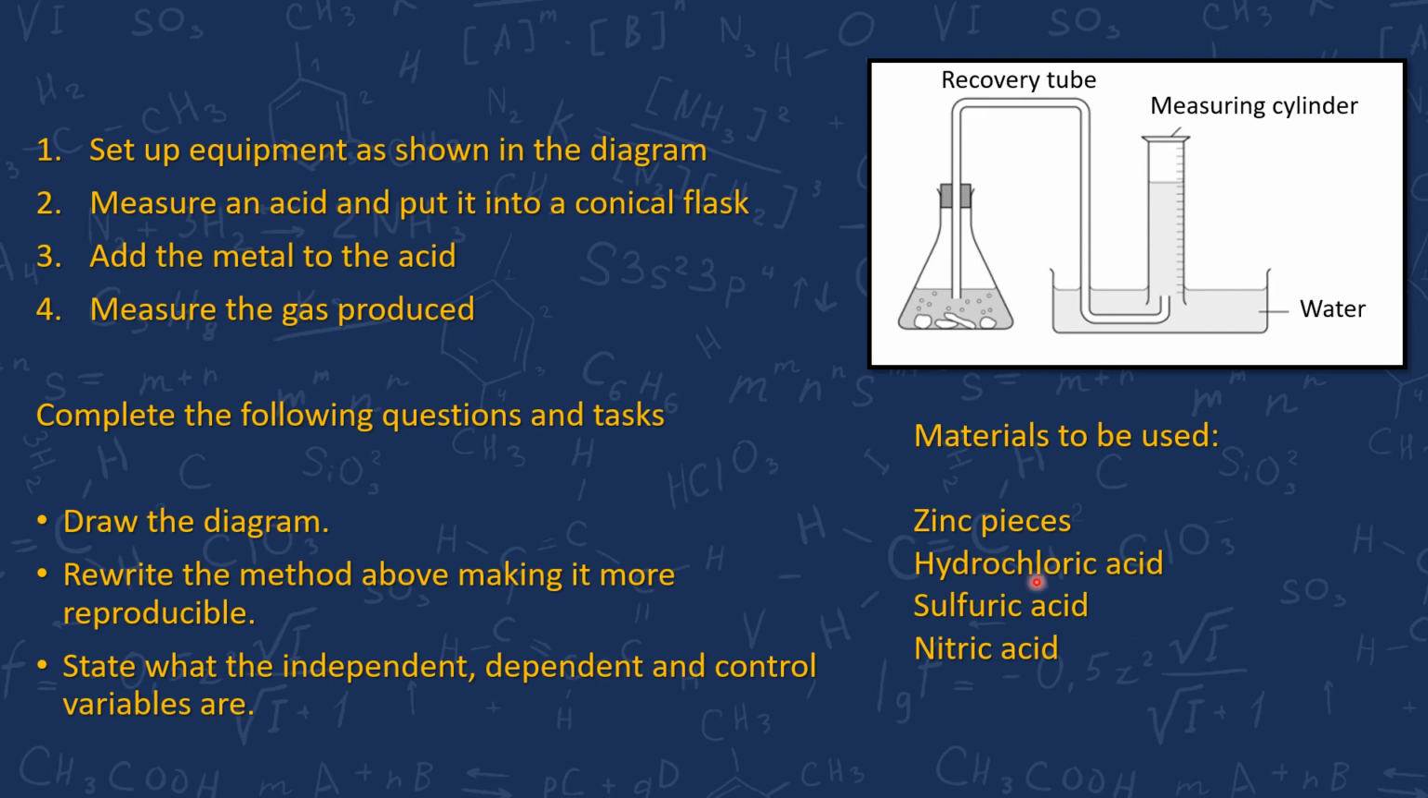And here is a materials list. What the experiment is, we're seeing how much hydrogen is produced from 3 different acids with zinc. We've got hydrochloric acid, sulfuric acid, and nitric acid. We're going to add zinc to them, and then we are going to see whether one produces more hydrogen than the other. So pause the video here and do everything that's on the screen, please.